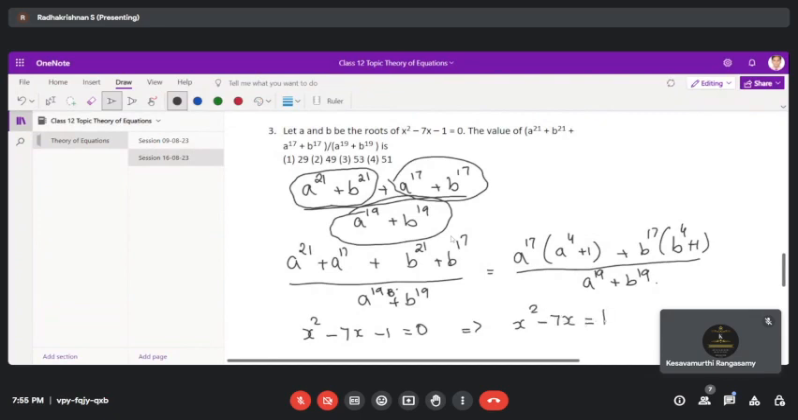x square minus 7x equal to 1. And from this, by squaring it, we will be able to get that. Just square it.